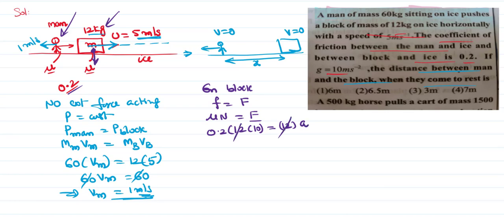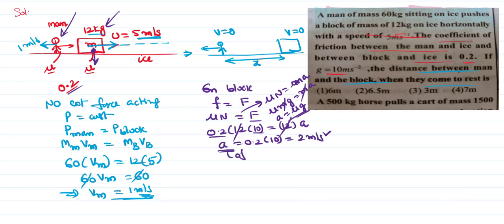So this 12 and 12 will cancel. In other words, what I mean to tell you is mu N equals m a. Normal reaction is m g, so m g equals m a. The m cancels. The acceleration when friction is acting in this case is a equals mu g. Mu is 0.2, g value is 10. So what I have calculated is the acceleration of the block moving in a forward direction.